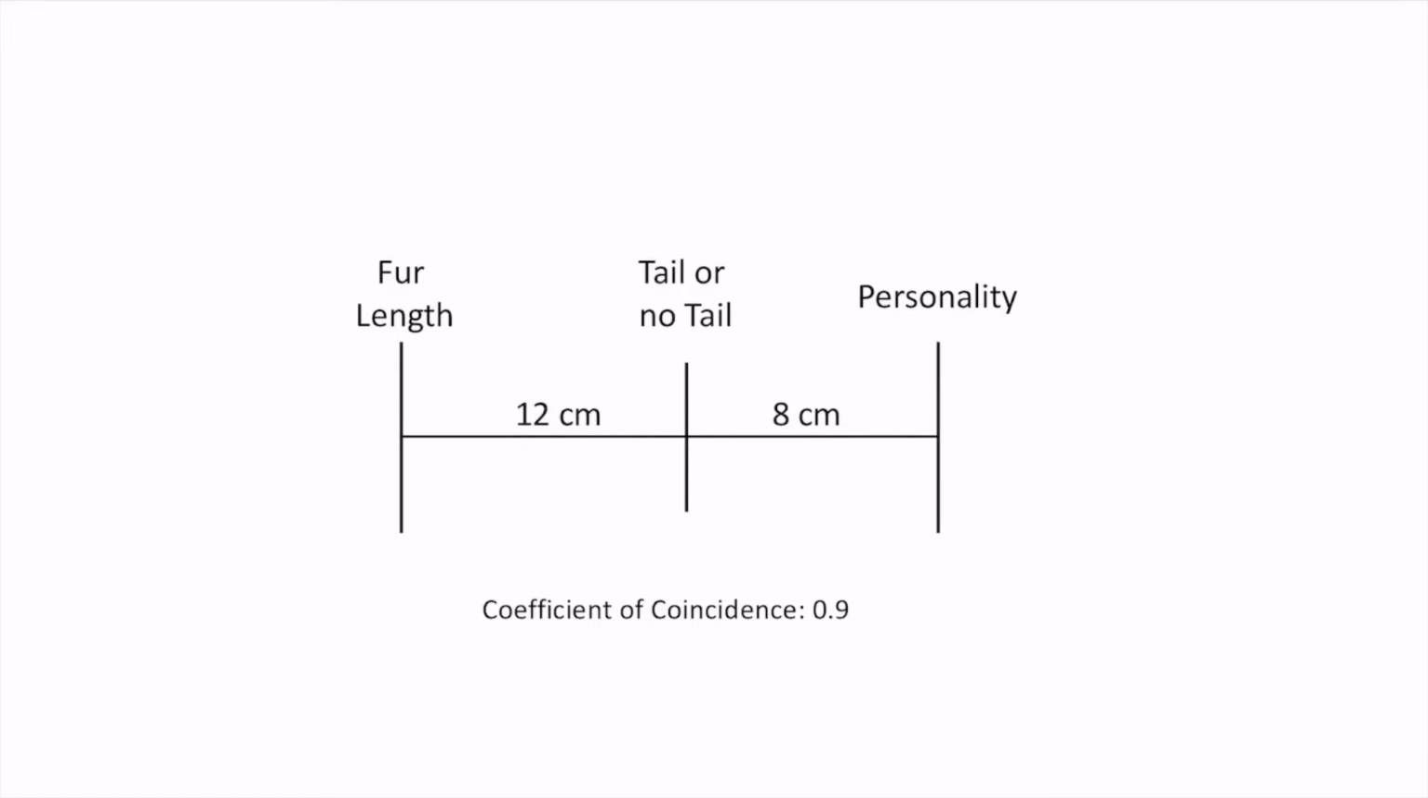We know that there is a distance of 12 centimorgans between the loci for fur length and tail type. Then there's a distance of 8 centimorgans between the loci for tail type and personality type. We also know that the coefficient of coincidence is 0.9. With this information, we want to determine all the possible progenies we can get.